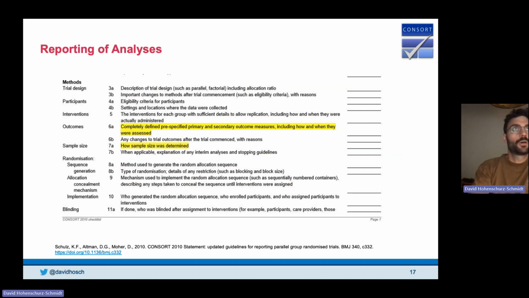Oh no, I've skipped this one. First part of the CONSORT checklist. Your outcomes in the methods section here should be pre-specified, primary, secondary outcome measures, how and when these were assessed, so how the data were collected for this, but also how sample size was determined. All of these things you'll be glad to recognize now, I hope, we have discussed in this tutorial, and you should be able to at least understand what's meant by those.